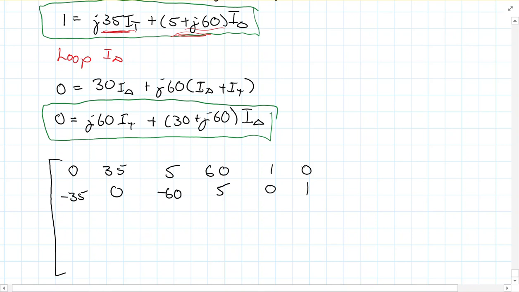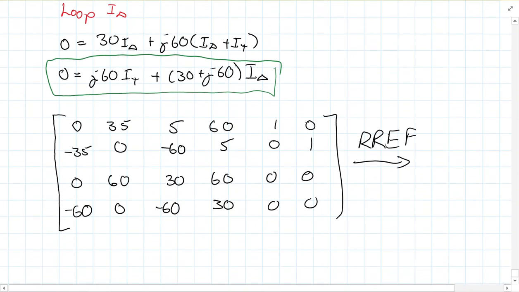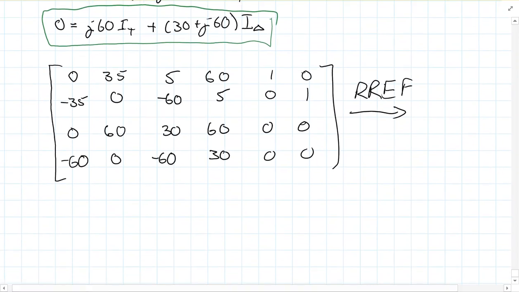And then I'm going to do the same thing for the next equation. So I'd have 0, 60, minus 60, 0. And then we'd have 30, 60, minus 60, 30. And then just a bunch of zeros here, because that's what it's equal to. And then remember, we put this in reduced row echelon form, which I'm going to pause the recording here so I can type this into my calculator and do that.